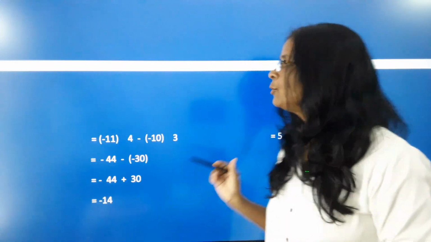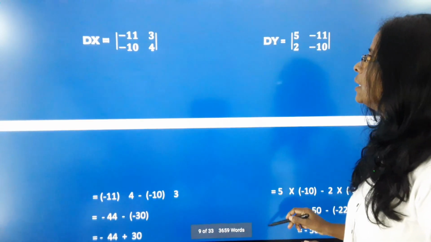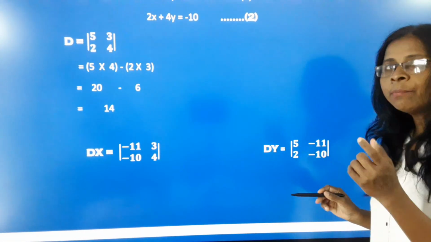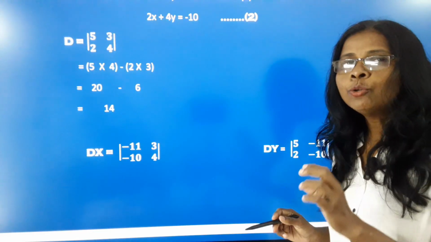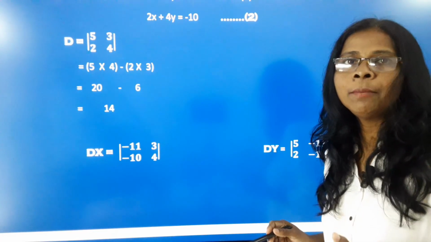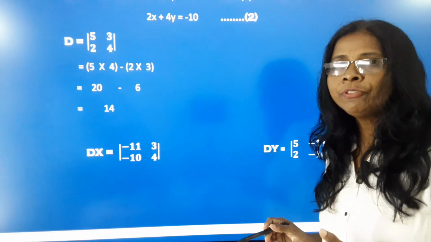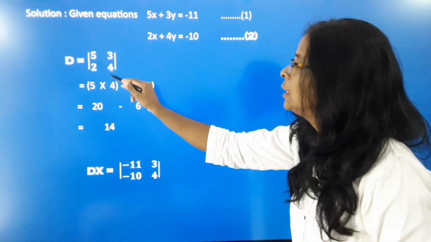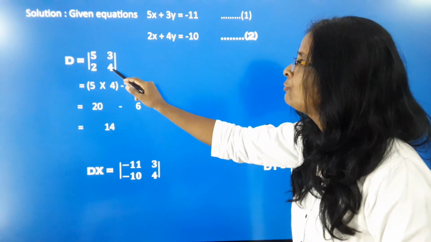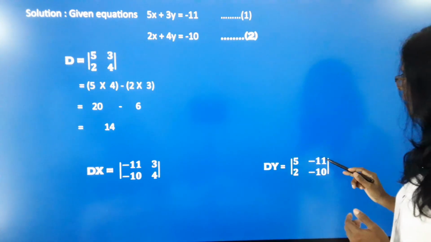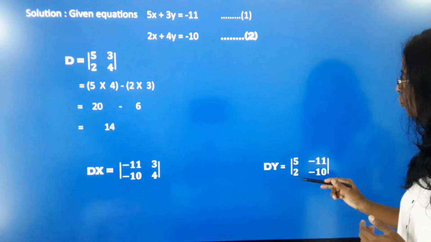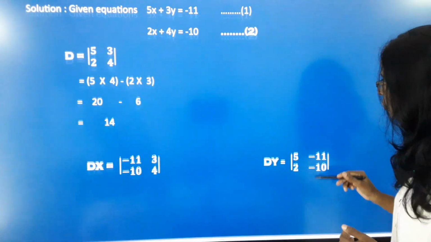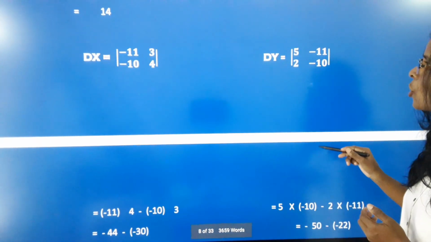Now our next step is to find out Dy. How can we find out Dy? See here students, Dy. Y means the variable y, so you hide the coefficient of variable y. You hide these 3, 4 in the determinant. Instead of 3, 4, you write minus 11, minus 10. So that means 5, 2, minus 11, minus 10, arranged column-wise. And then find out the value of Dy by cross multiplication.